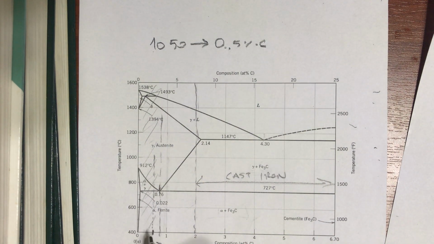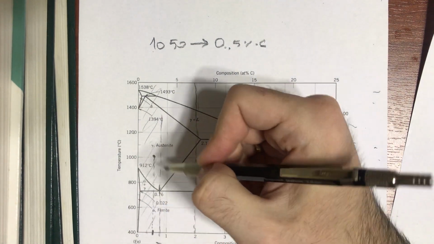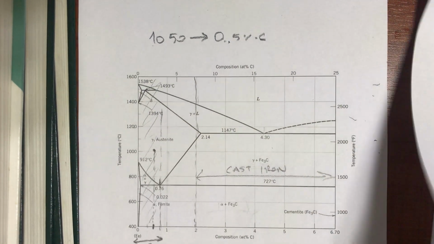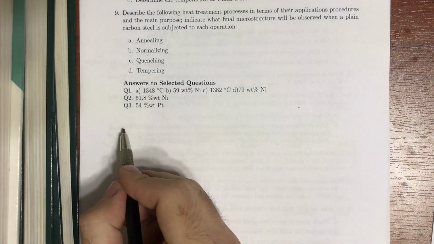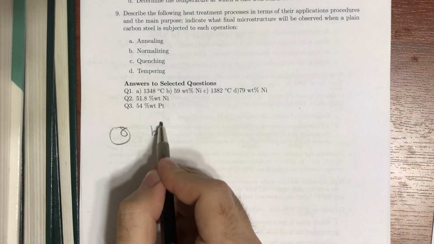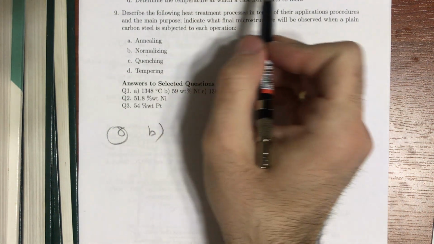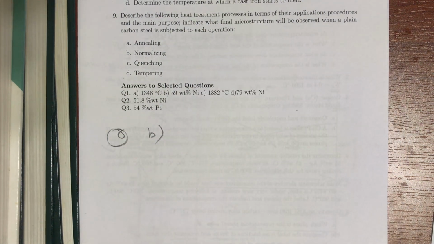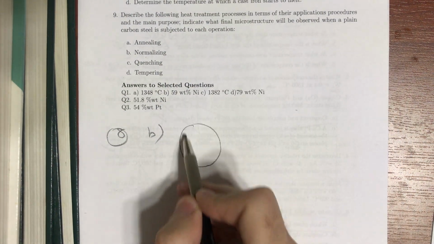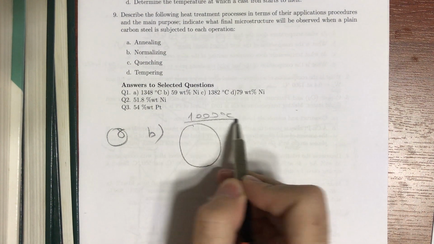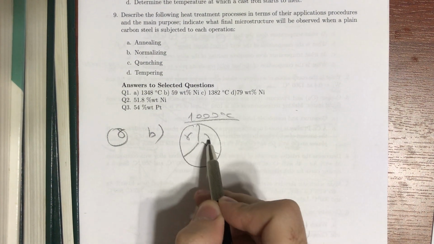So at 1000 degrees Celsius, let's write the answers here. 1000 degrees, 1050 steel AISI, we will only have austenite phase.